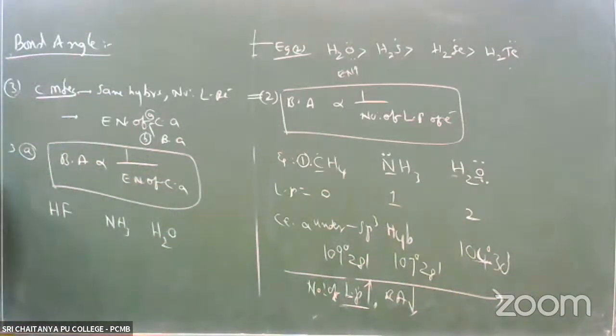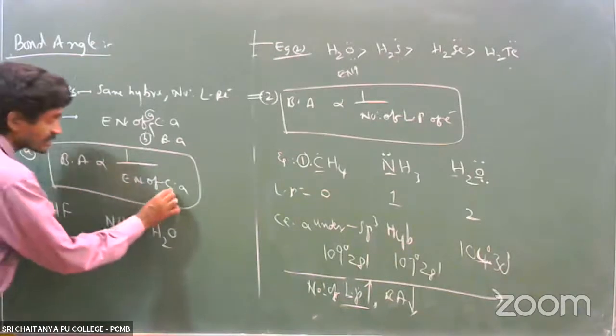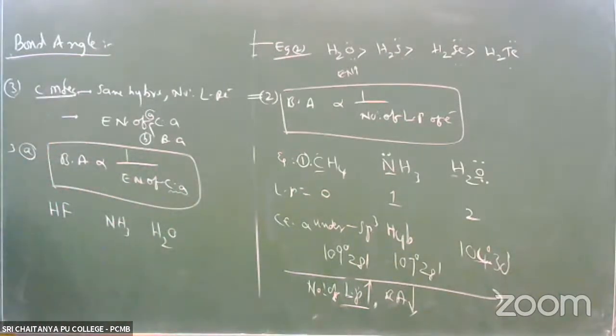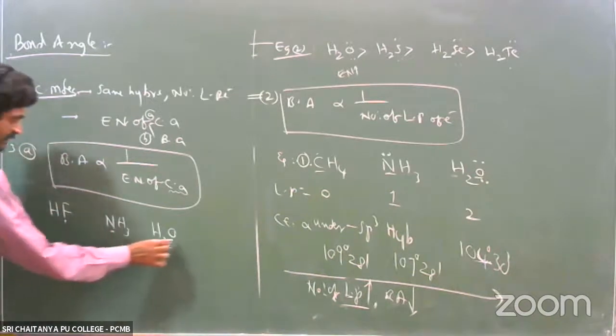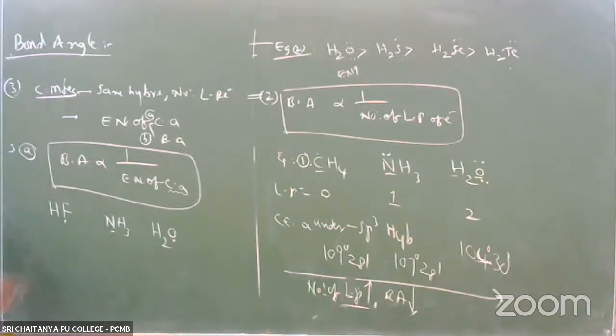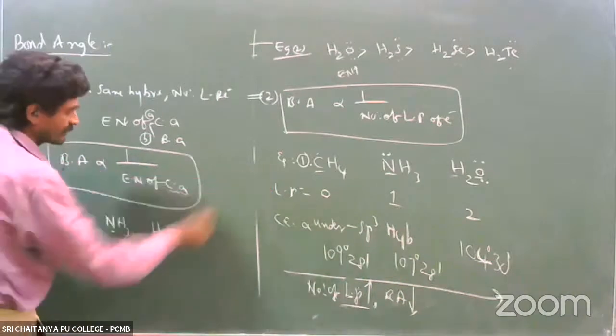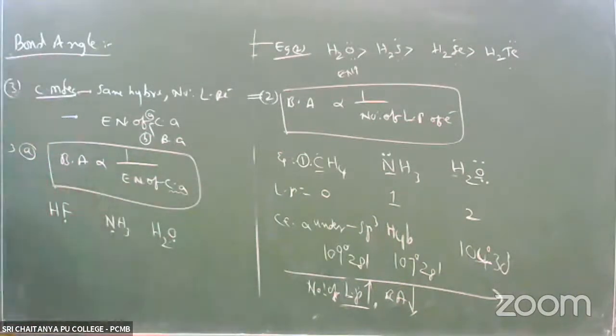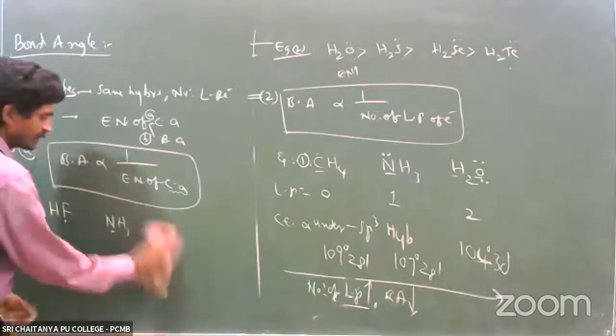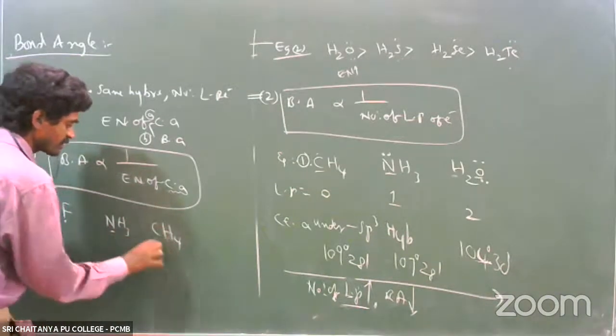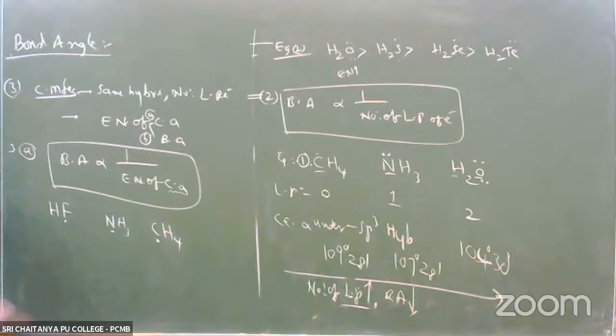Here we look at the electronegativity of the central atom: hydrogen, nitrogen, and oxygen. I already gave the list for H2 and H3. One more thing to remember is CH4. In CH4 the bond angle is tetrahedral, and here it is not tetrahedral; it decreases. What happened? The number of lone pairs increases more and more.